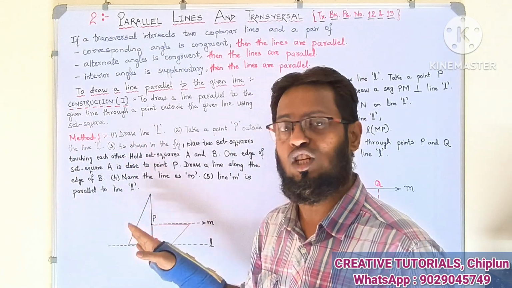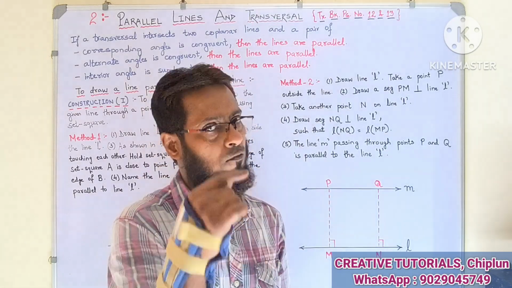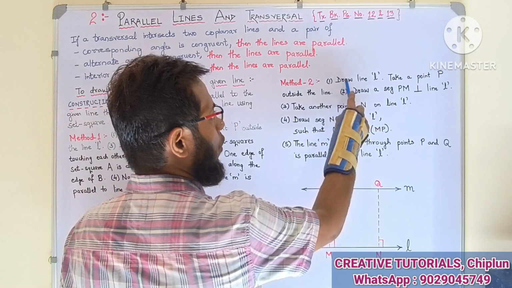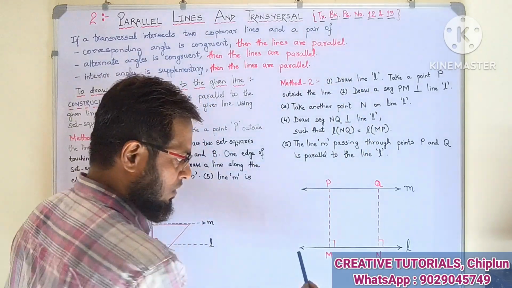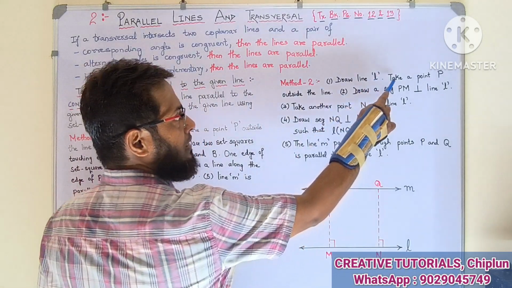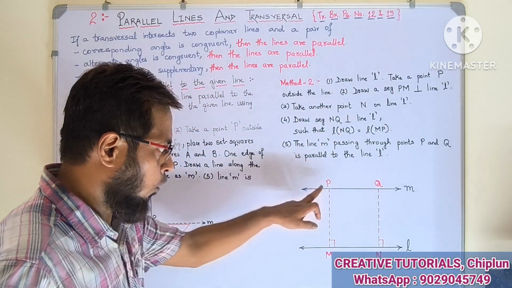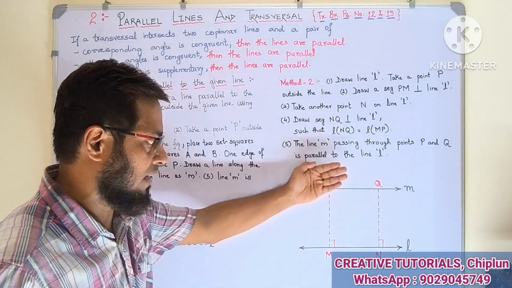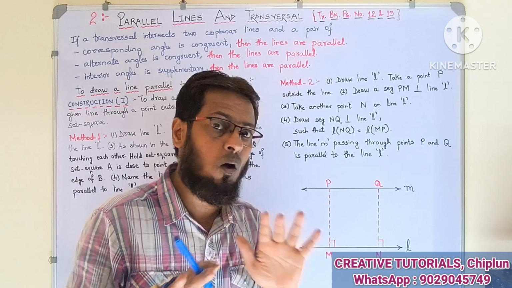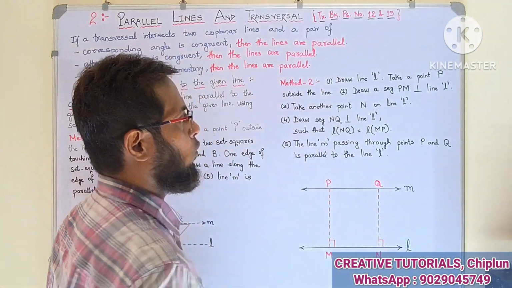Now the same construction we will see with method number 2, also given to you in the textbook. Method 2 says to draw line L. I have drawn line L over here, you can see very clearly. Then take a point P outside the line. Outside the line means it is in the same plane but not on the line. So I have taken this point P over here.